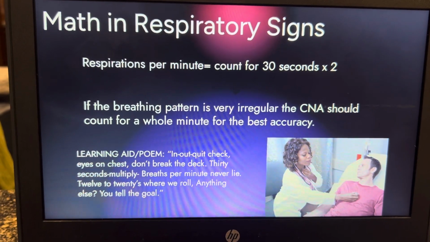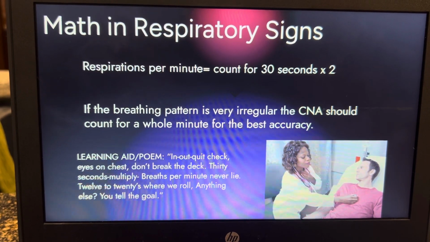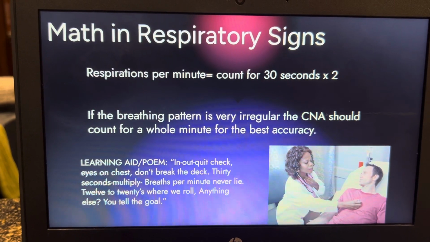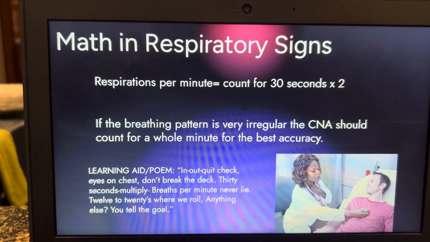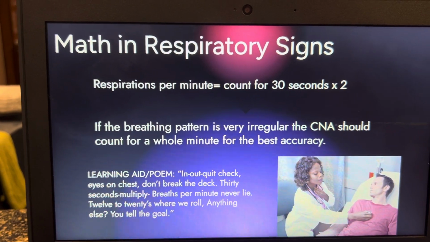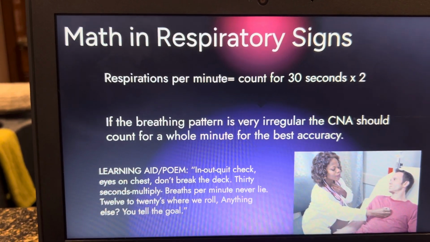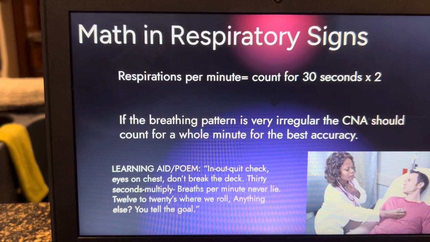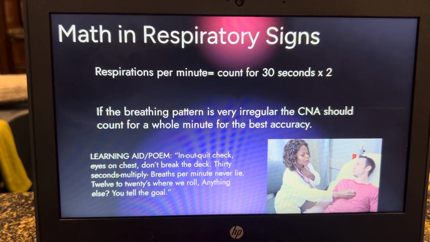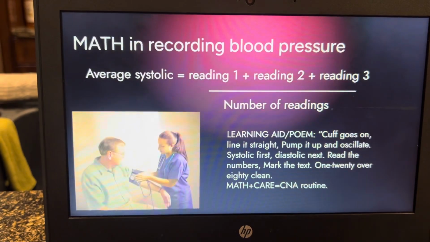Then my learning aid is, in, out, quick check, eyes on chest, don't break the deck, 30 seconds, multiply, breaths per minute, never lie. 12 to 20 is where we roll. Anything else, you will tell the goal. So this just helps the CNA remember that 12 to 20 is the range that they like to stay in, and if it's anything between there, it's good.